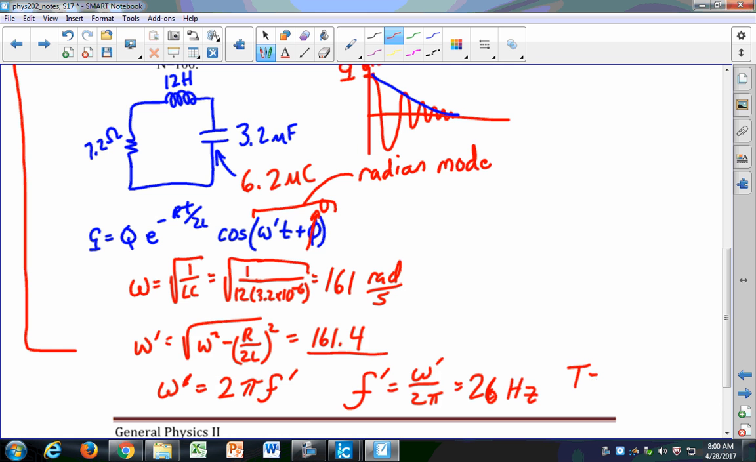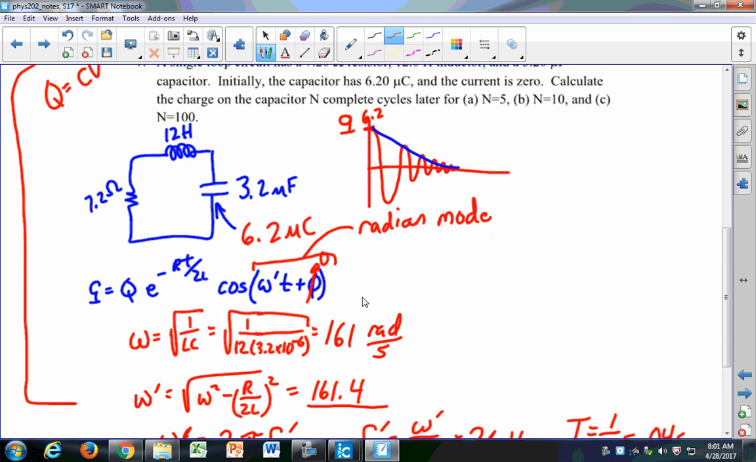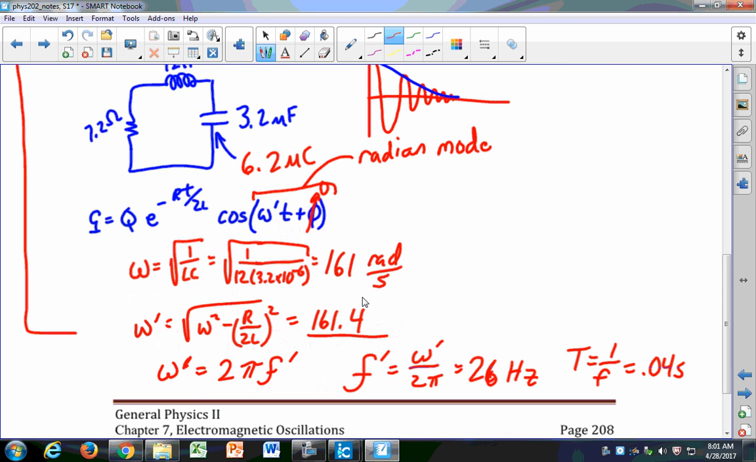And then my period is 1 over the frequency, which is the inverse of that, or 0.04 seconds. So that tells us the time for one complete oscillation. And that's basically the end of the problem, because I want to know the charge, rather, for 5 oscillations, 10 oscillations, and then for 100 oscillations.